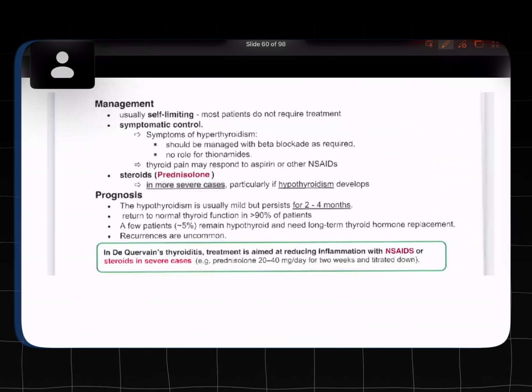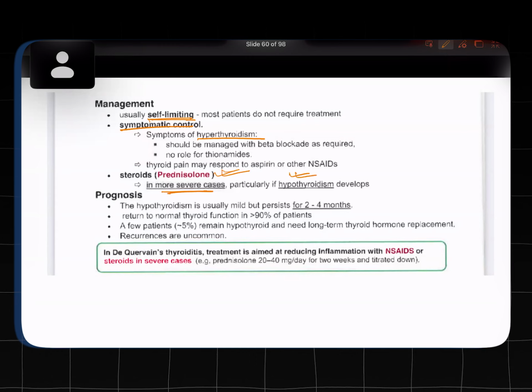Anyway, so what is the management? It is a self-limiting condition. Symptomatic control: if there are features of hyperthyroidism, then you can start the management. If not, then you can just wait and watch. Only in very severe disease can you give prednisolone.